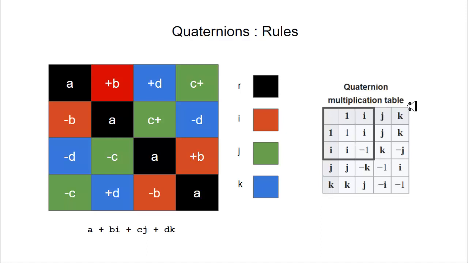But for the Quaternions, you have a bigger matrix. So now you have to be able to multiply I by J. And so when you take, so I is in red.